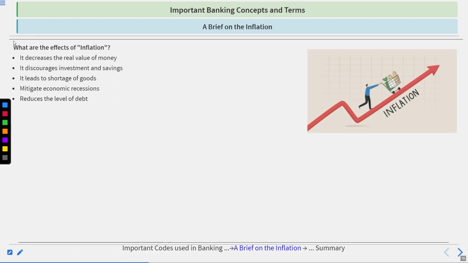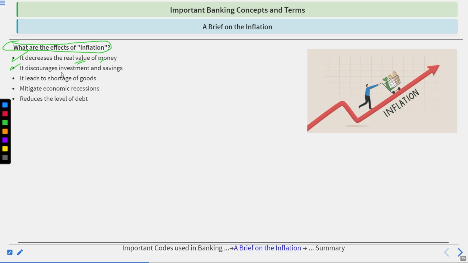Now, what are the possible effects of inflation? First, it decreases the real value of money. Previously, a 100 rupees note could buy you something, but now you require a 150 rupees note to buy the same thing. It means the real value of money is decreasing.